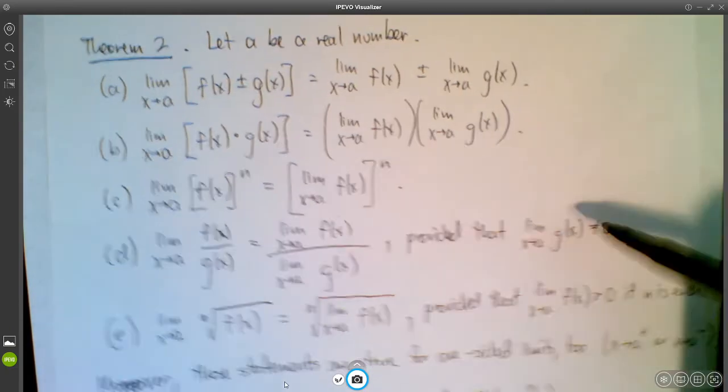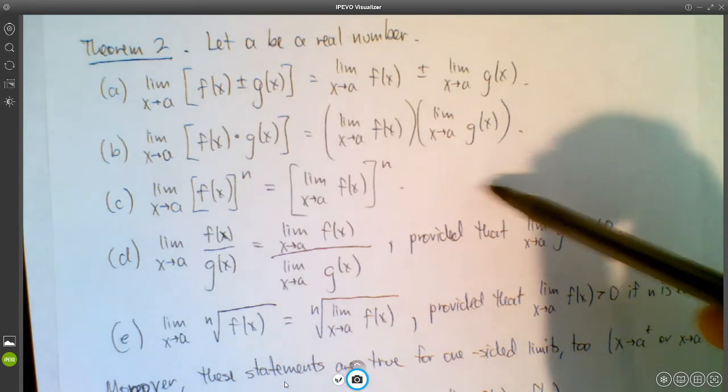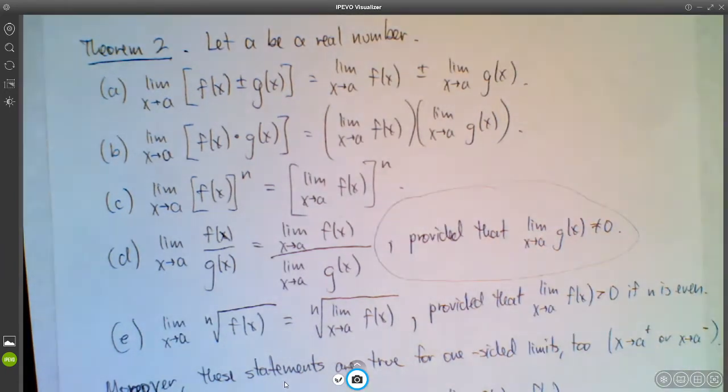Now, what we're going to focus on for the rest of the section is this proviso on part D. What happens if this limit is 0? Right? What happens if the denominator is 0? What do you do with that? So let's talk about that.